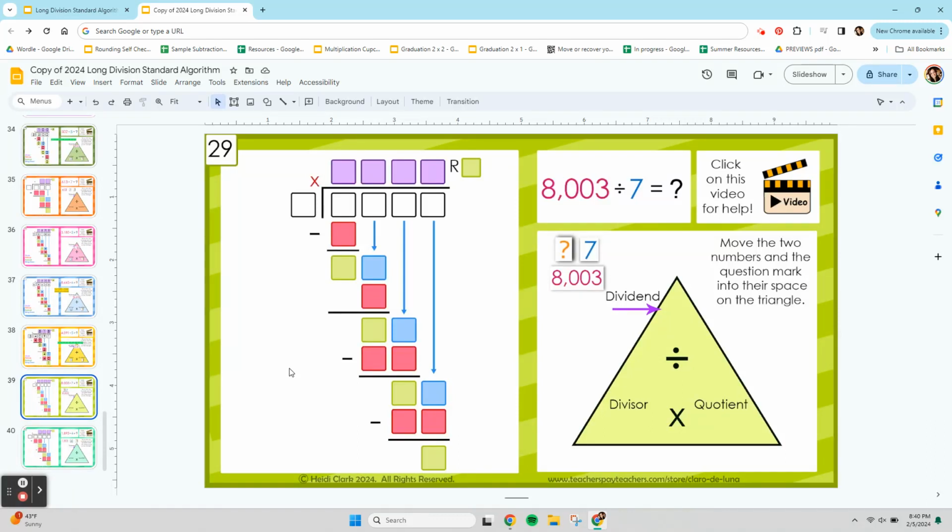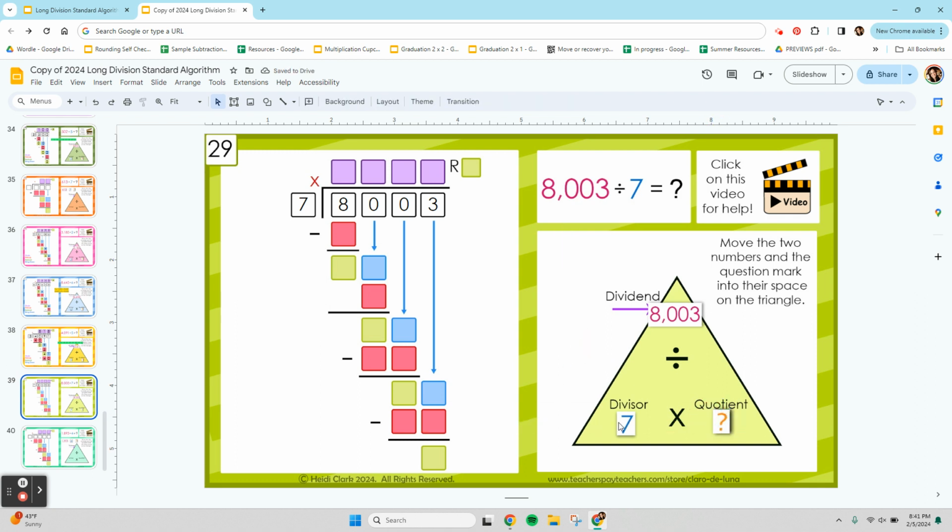Hi, everybody. We're going to be doing 8,003 divided by 7. So just click and type if you're using the slideshow, or just grab a piece of paper and follow along, putting in our dividend here and our divisor on the outside. Dividend at the top of the triangle, that's the number getting divided up, and our divisor down at the bottom. And at the end, we'll know our quotient.